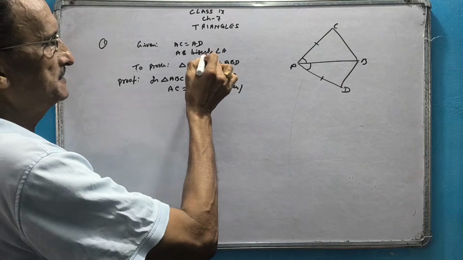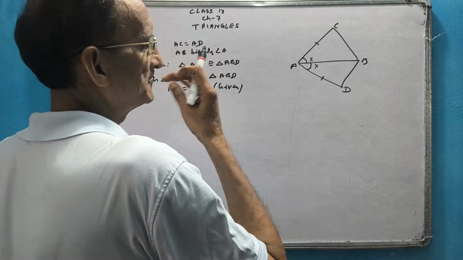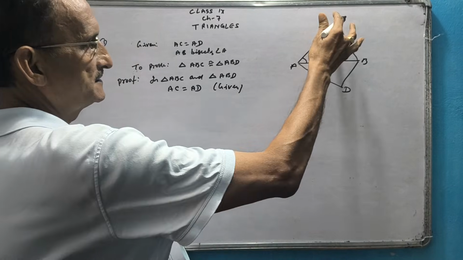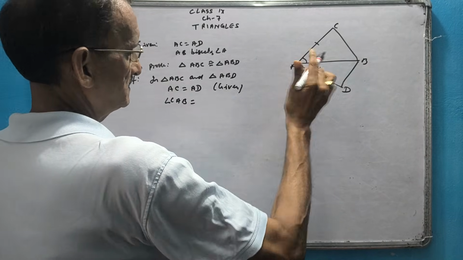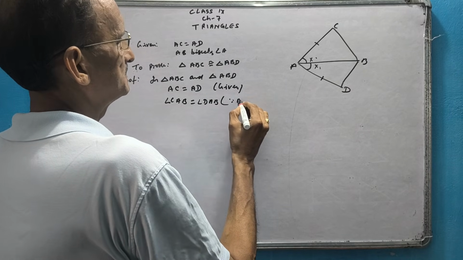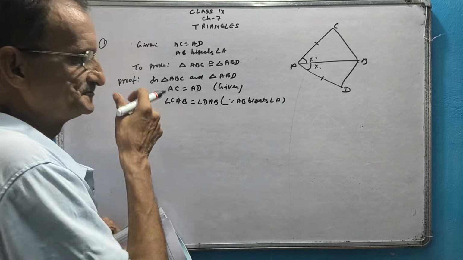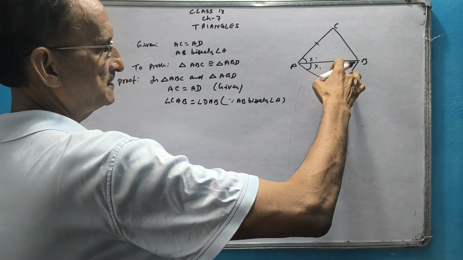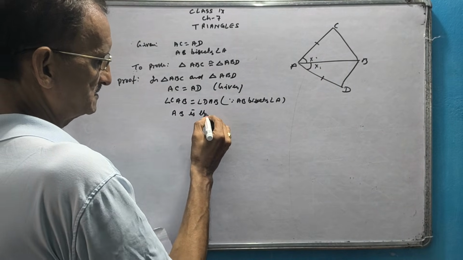Now, what is the meaning of AB bisects angle A? AB bisects angle A into two equal parts. These two angles are equal. This angle is equal to this angle. So you can write angle CAB is equal to angle DAB. Reason you must write: since AB bisects angle A. That is very clear. AB is the side of triangle ABC as well as triangle ABD. So this is called a common side. So you can write AB is the common side.